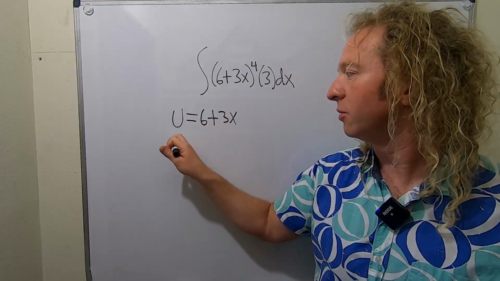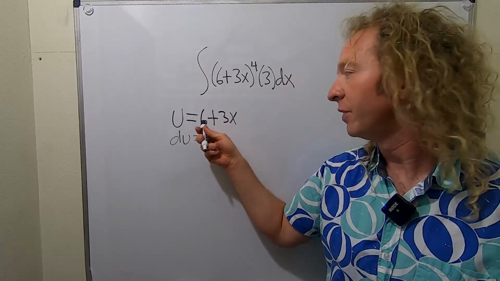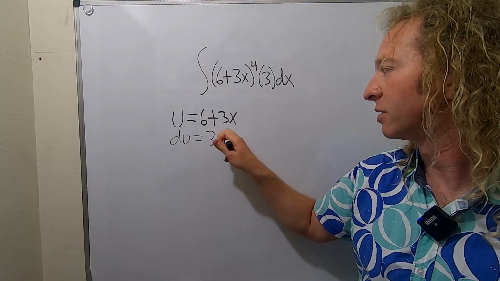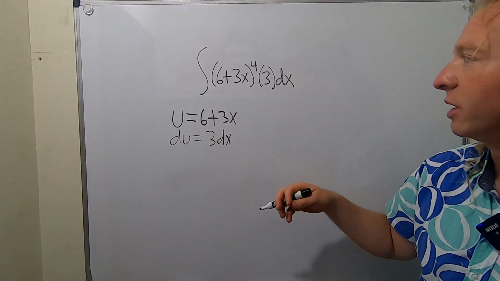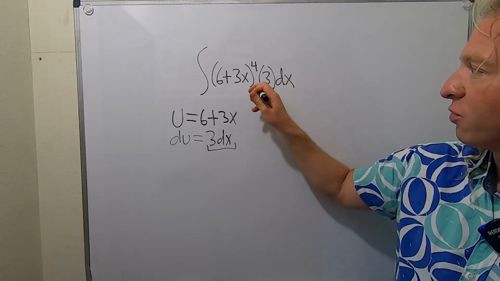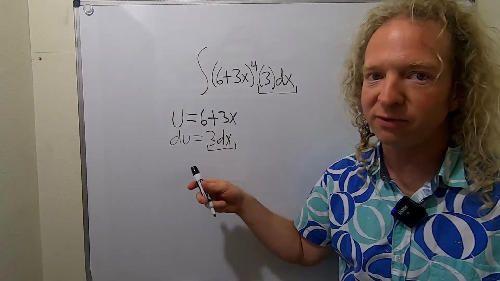If you compute du, you end up with the derivative of 6 is 0. Here the derivative of x is 1, so you just get 3 dx. So you see this problem is rigged. This is an easy example because your du appears right here. It's perfect. So now we can make the substitution very carefully.